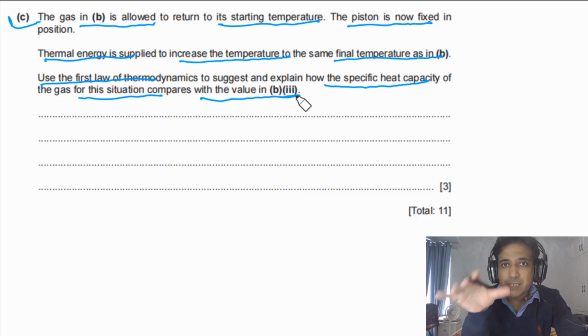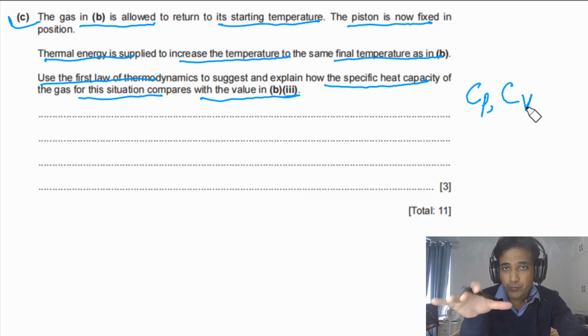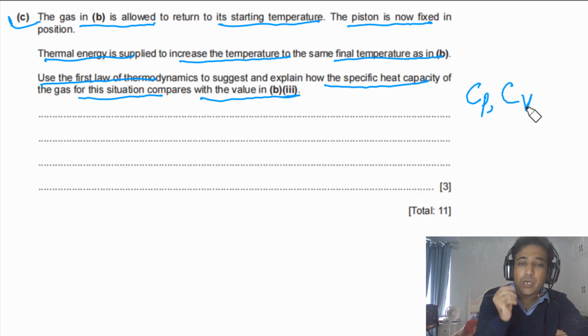So in the last part, pressure was constant, but in this case volume is constant, and the value of c depends on pressure and also depends on volume. If pressure is constant, the value of c will be different, and if volume is constant, the value of c will be different. So we call them Cp and Cv: the value of c at constant pressure and the value of c at constant volume. So these two values are different.